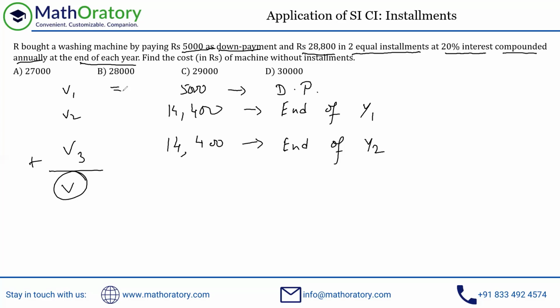Second part of the value, which he pays off after the end of year one. But on this part of the value, the bank has generated some interest by the end of year one. So by the end of year one, the interest generated will be 20% of this V2. So that will give us a net value of V2 into 1.2. I think everybody is aware of this. So this should be equal to this 14,400, whatever he's paying off.